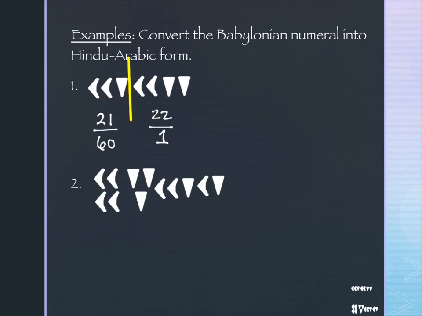So we're going to multiply. When we get to the point of actually calculating this, we take our 21 and we multiply it by the place value 60. And then we take our 22, technically we multiply it by a place value of 1. It's not very exciting, but that's what we're doing.